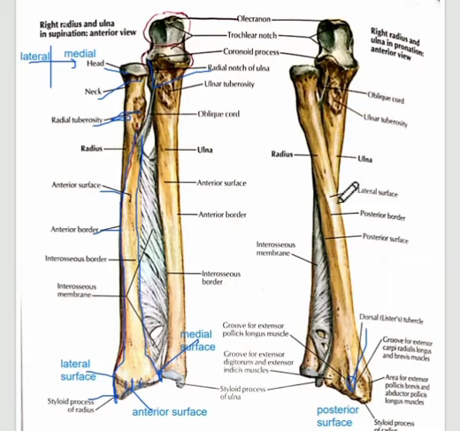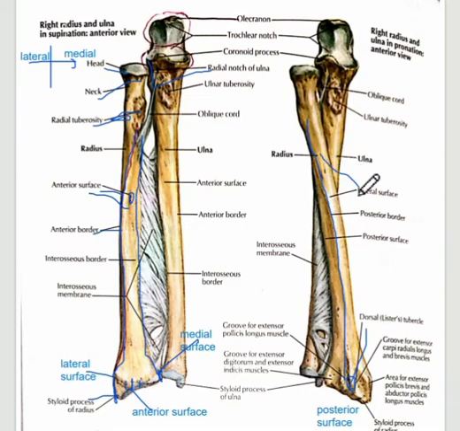Its third and last border is its posterior border. This is the posterior border. This posterior border is a mirror image of its anterior border. And it consists of three surfaces. This one is its anterior surface. This anterior surface is present between the anterior border and the medial border. This anterior surface consists of a nutrient foramen.